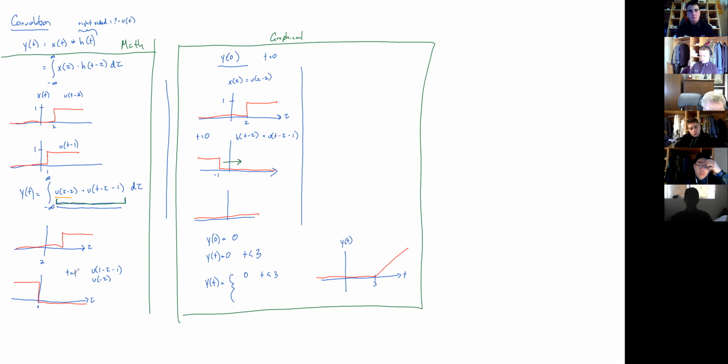Now the problem is here we still don't get any overlap. So let's give it a bigger value of t. Let's try this again, and this time let's make t equal 3. When t equals 3, we get u of 3 minus tau minus 1, which is u of 2 minus tau. It changes when the argument to u is 0, so it changes when tau is equal to 2. If tau is really big, let's say tau is 100, this is u of a negative number, so it's 0. When tau is negative 100, this would be u of 102, so it's clearly big. So this thing looks like this.